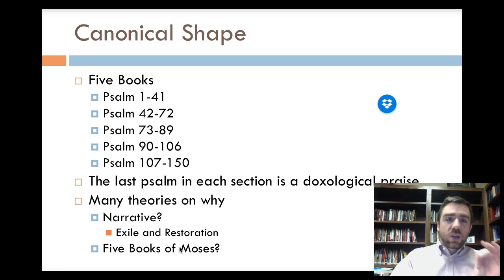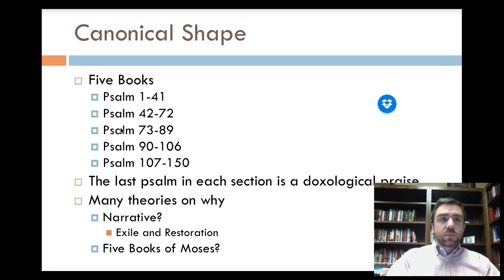When we look at the shape of the Psalter, there are 5 books. Each of these has a psalm at the end of doxological praise, so it ends with praising God. And then it also appears possibly to tell a narrative of exile and restoration. It may reflect the 5 books of Moses, but in any case, what the author has done when he's compiled these psalms into one book is arranged them in a certain way.